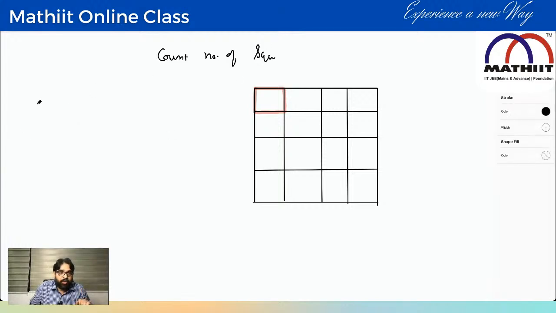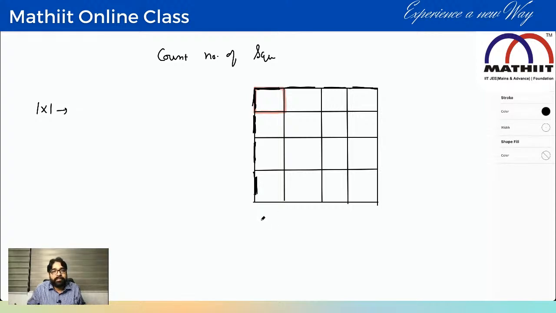So let's think what the possibilities are. One is that I want to count 1 into 1 size of square. When will 1 into 1 size come? When you consider one unit from horizontal and one unit from vertical. In how many ways can I select one unit from horizontal? 4 ways. Either this, or this, or this, or this. Yes or no? There are 4 ways to select a horizontal side. In how many ways can I select one unit vertical side? 4 ways.